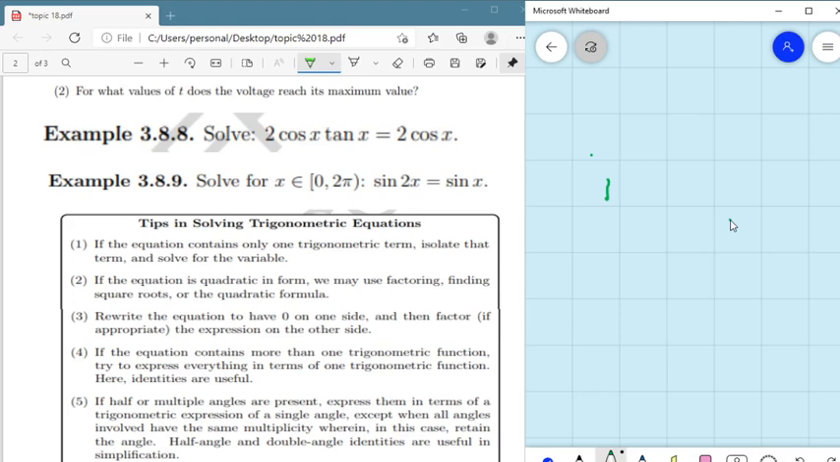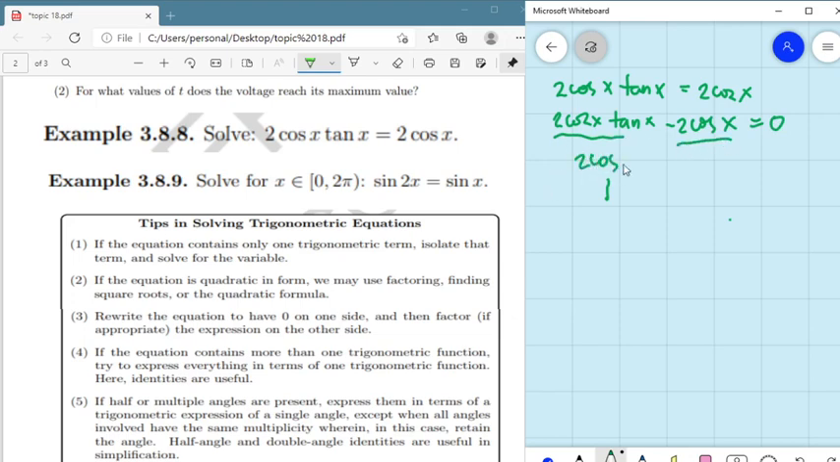Okay, so for example 3.8.8. We are going to solve 2 cosine x tangent x is equal to 2 cosine x. Okay, first thing to do is to add both sides with negative 2 cosine x. So the left side becomes 2 cosine x tangent x minus 2 cosine x equals 0. So notice that the terms have a common factor, 2 cosine x.